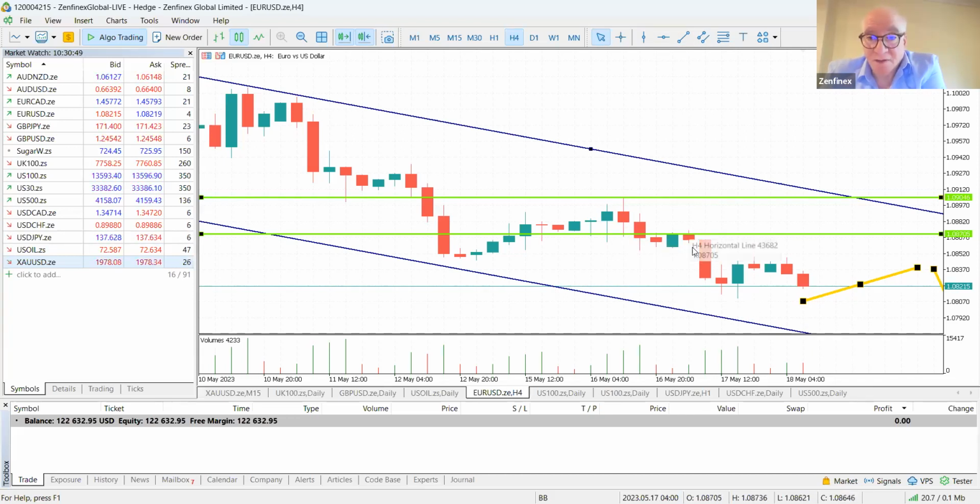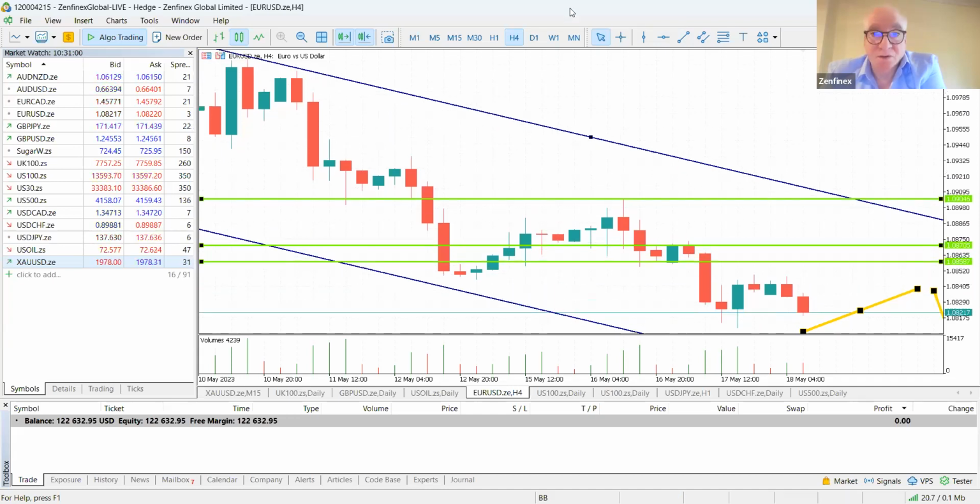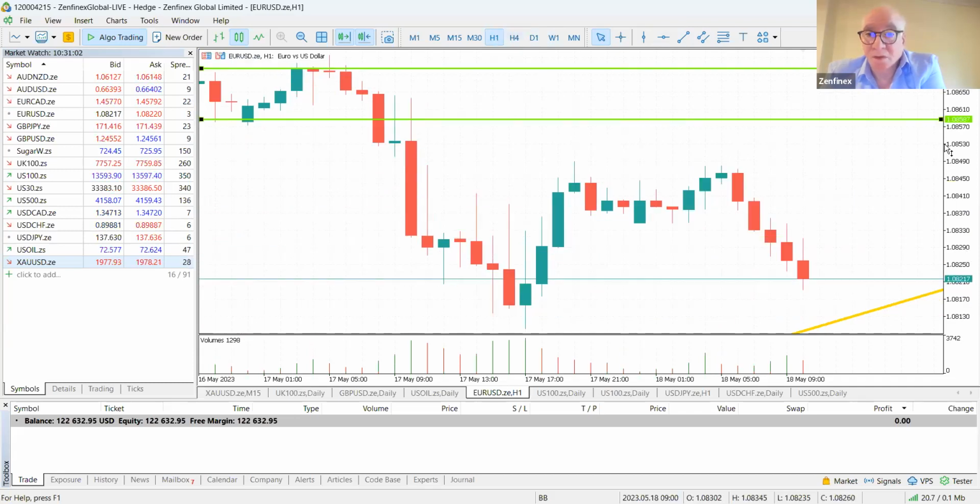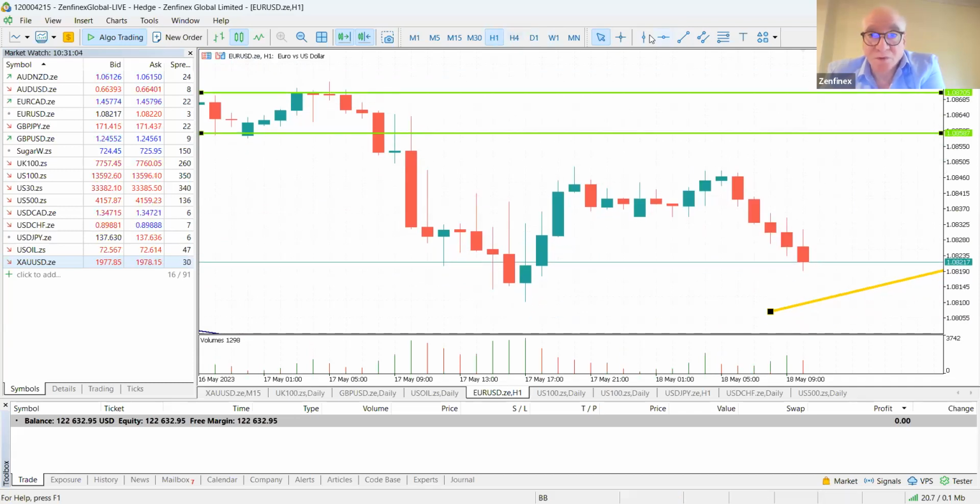So now that we have this, there is a chance that prices will come back, maybe. Let's go to a smaller time frame. It's the pullback that we really want to try to identify. Where could it come back to?